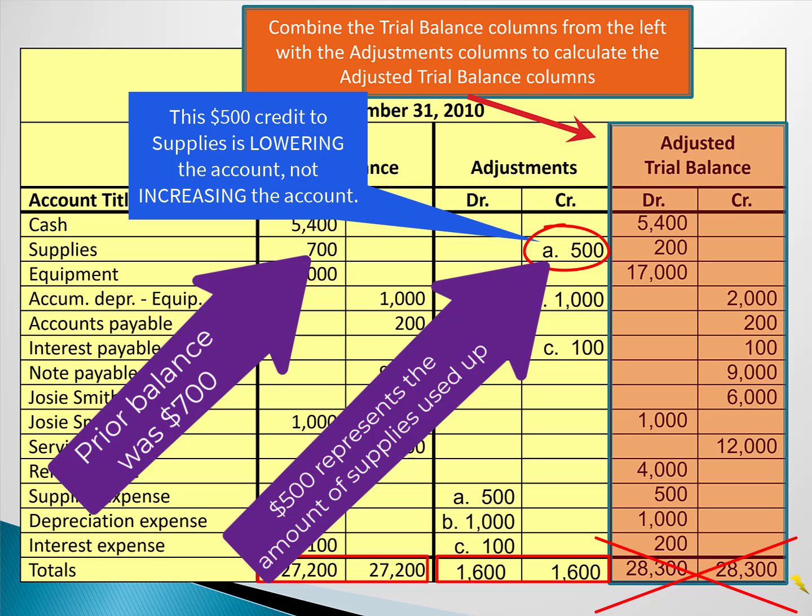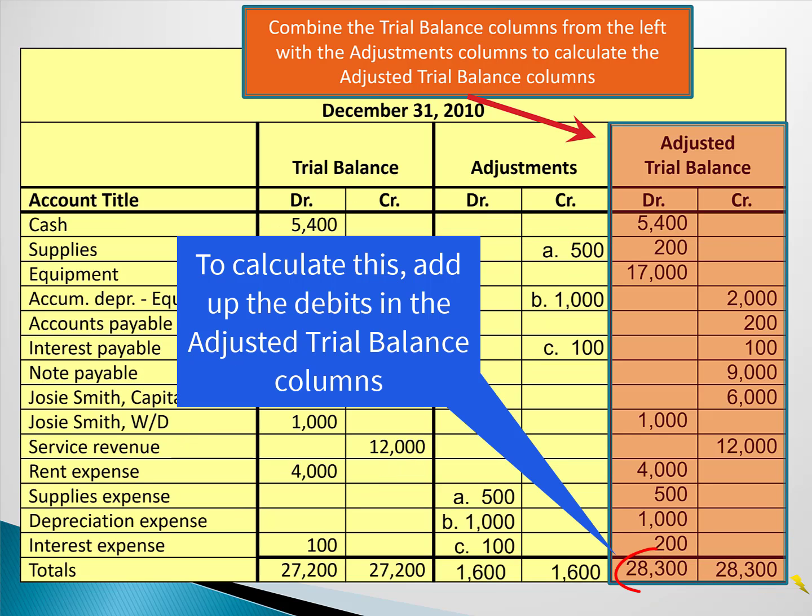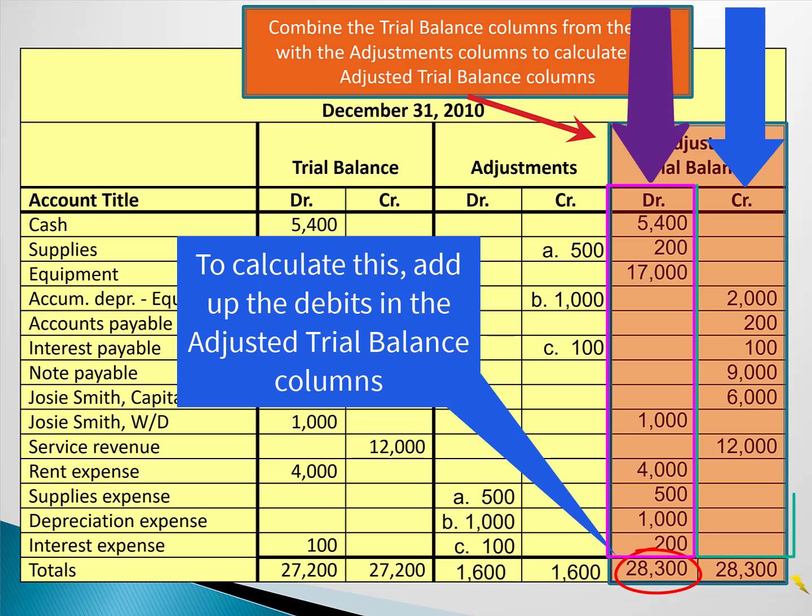And why did we credit it? Because that's the amount of office supplies we used. So the $500 credit is lowering the amount of supplies. So the moral of the story is when you're calculating your adjusted trial balance total debits and credits, just add up the debits and then just add up the credits.